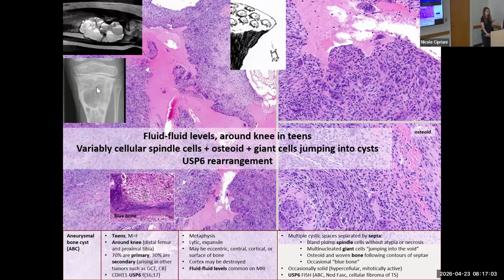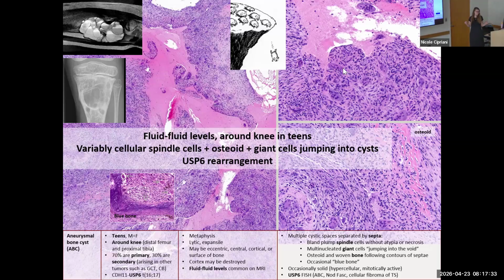You can see fluid levels on MRI. And if you're lucky, you'll see these large cysts with blood-filled spaces. The walls of the cyst are composed of this kind of fibroblastic tissue, almost with a storiform arrangement, with giant cells jumping off like lemmings into the void. So this is cystic ABC.